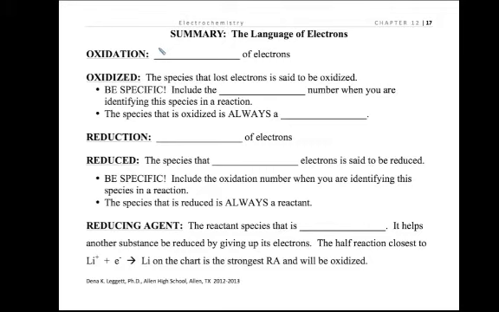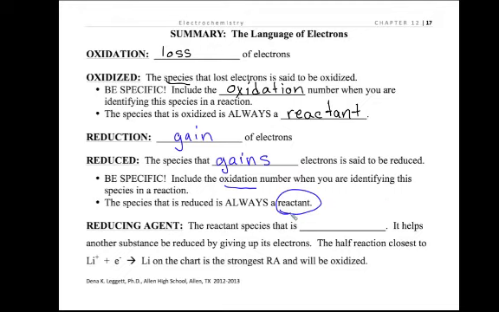Oxidation. Oxidation is loss of electrons. Oxidize, the species, and it's always a reactant species that is being oxidized. And be very specific. Include your oxidation number when you're identifying the substance. Reduction is the gain. Remember, oil rig, oxidation is loss, reduction is gain. This is the species that gains electrons, is said to be reduced. Again, be specific. Include that oxidation number. And remember, we're talking about reactants here.